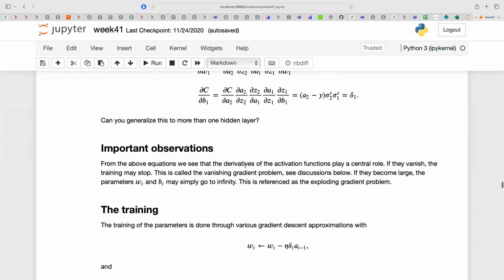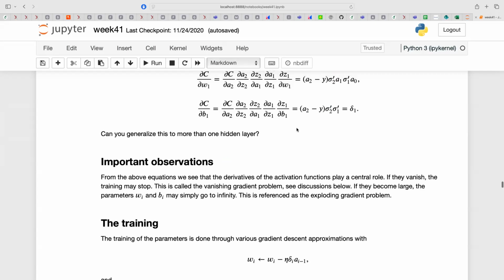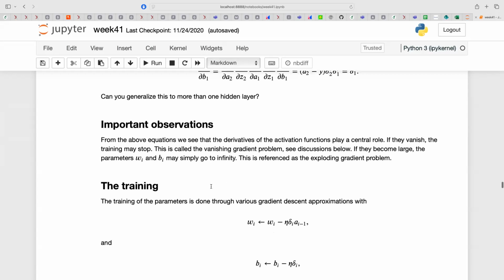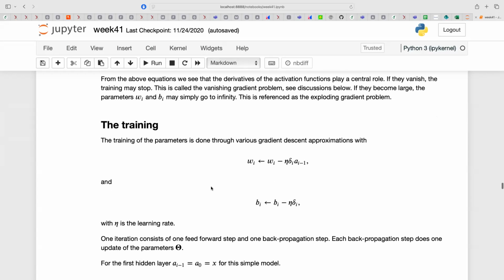So what you see is that the derivatives of the activation functions play a central role, because they are here. If they vanish, the training may stop. And this is normally called the vanishing gradient problem, which has been a serious problem and is still a serious problem in training of neural networks. The same if the gradients explode, which is called the exploding gradient problem. So these are problems which we need to keep on our back burner. But let's now look at the equations which we need to implement.